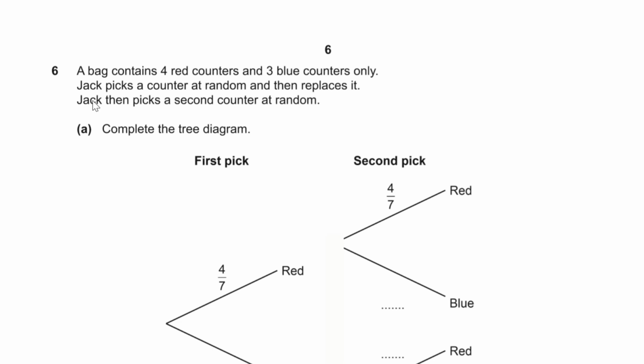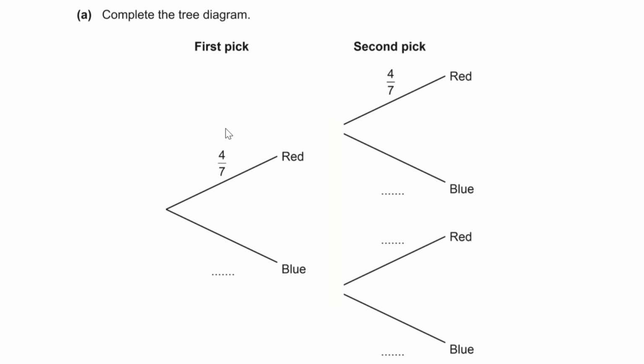Question number 6. A bag contains 4 red counters and 3 blue counters only. Jack picks a counter at random and then replaces it. He then picks a second counter at random. We have to complete the tree diagram. Well, the probability that we get a blue, that will be 1 take away 4/7, which is 3/7. So because he replaces, here we'd have 3/7, and here we'd also have 3/7, and here we'd have 4/7.